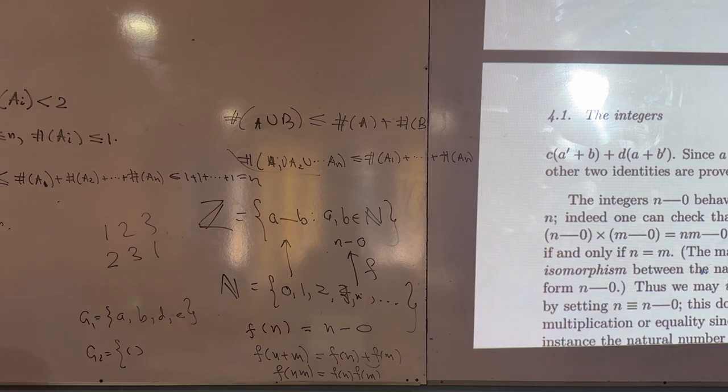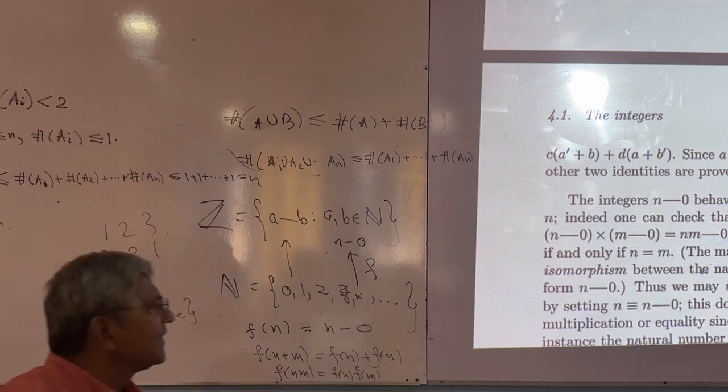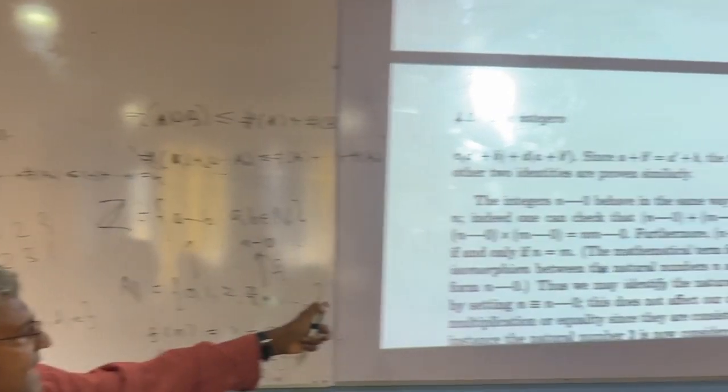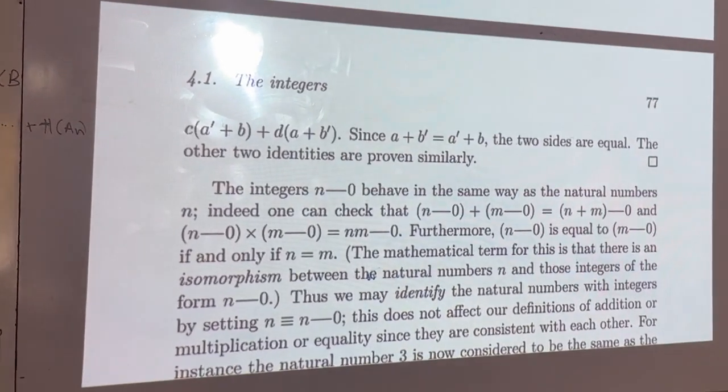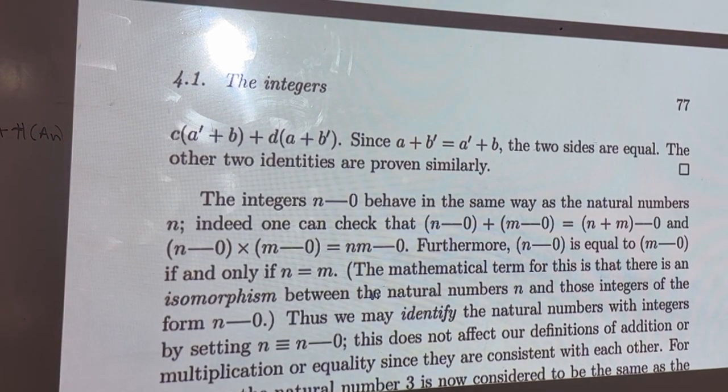In analysis, we call it isometrically isomorphic. Isometric means distance. Distance-wise also the same. So we cannot go that far today. The mathematical term for this is that there is an isomorphism between the natural numbers n and those integers of the form n minus 0. Exactly what I told you. The behavior of n and m for addition and multiplication and the behavior of n minus 0 are the same. So that's why we say they are isomorphic.